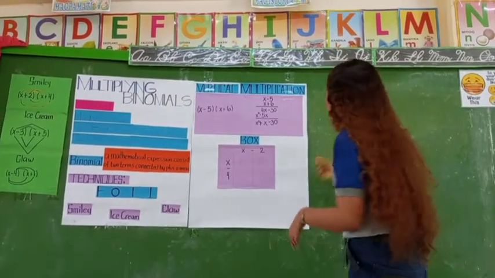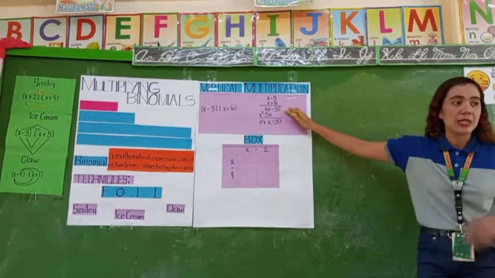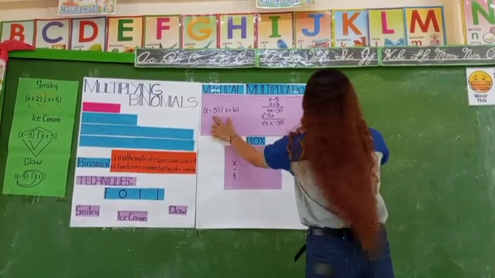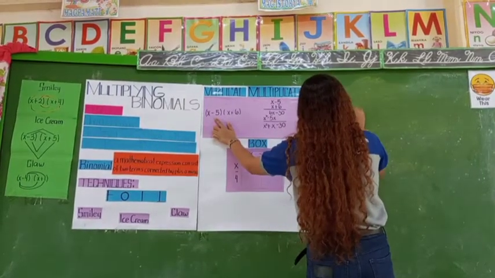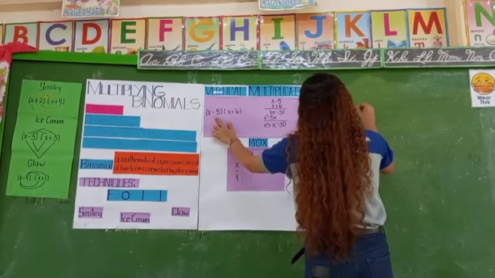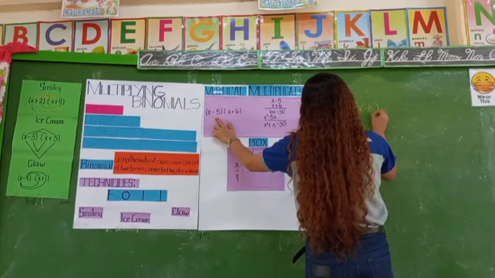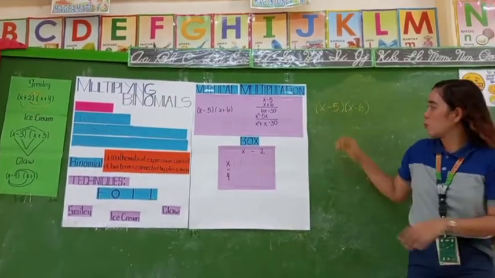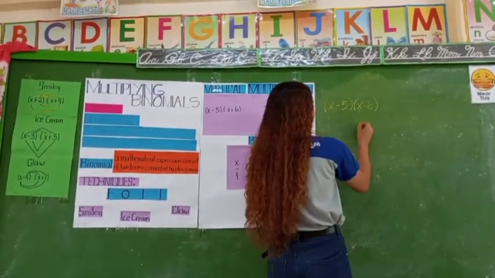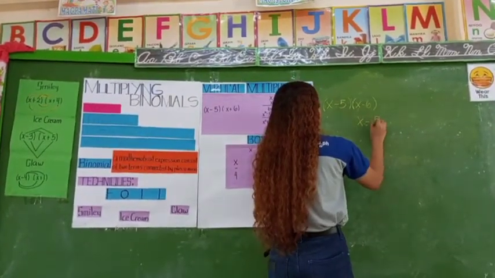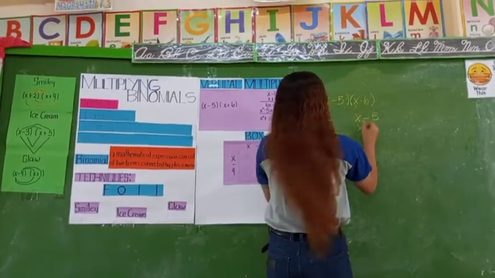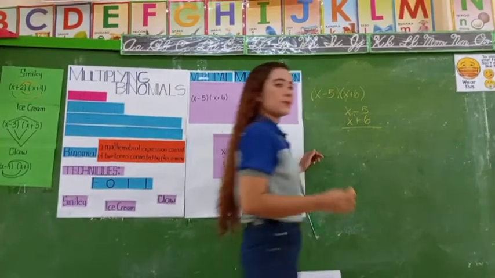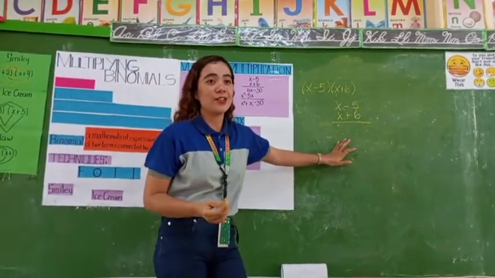So all you have to do is arrange the two binomials. So here we have x minus 5 and the x minus 6. So ang sabi, we have to organize first these two. So pag in-organize natin yung magiging x minus 5 and then x plus 6. So para ka lang nag-add or nagsusubtract.